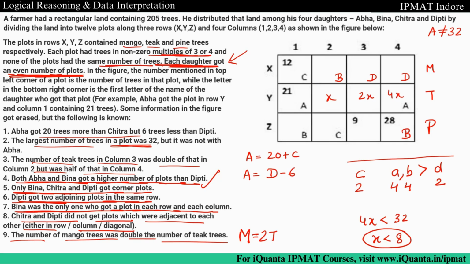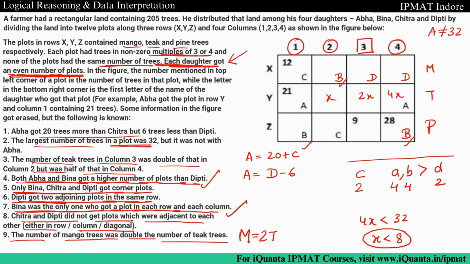Now that we know the number of plots with A, B, C, D, let us try to assign them plots in the given diagram. So if we talk about B, we were given in the 7th clue that Beena was the only one who got a plot in each row and each column. So if we check the columns, Beena has a plot in the first row, right? Beena has a plot in the second row as well over here. Beena does not have a plot in the third column. So we need to assign a plot to Beena in the third column. If we check the fourth column, Beena has a plot in the fourth column as well, okay? So now we have checked the columns.